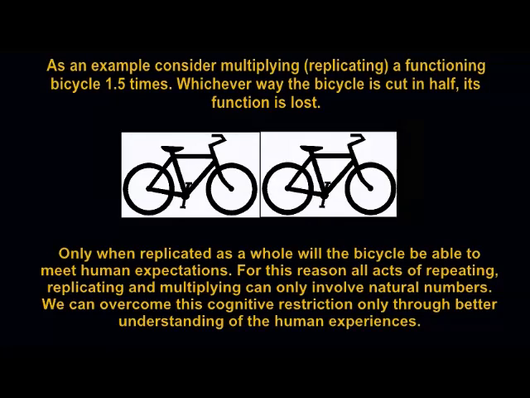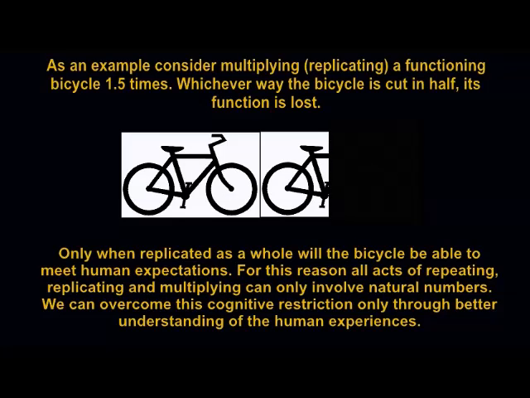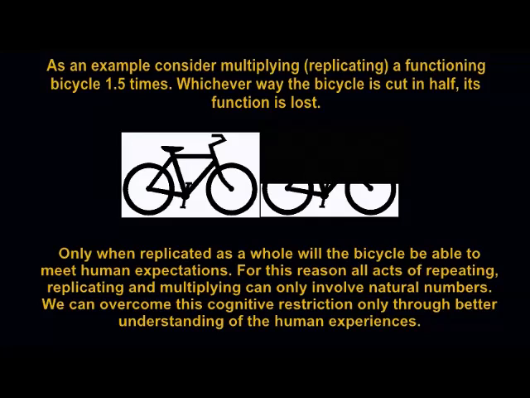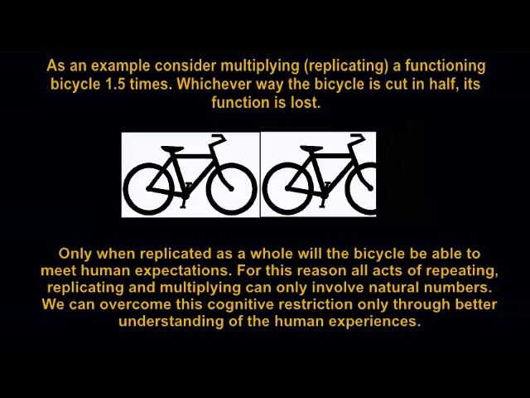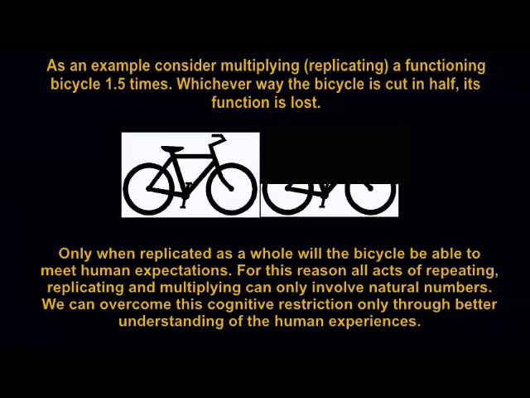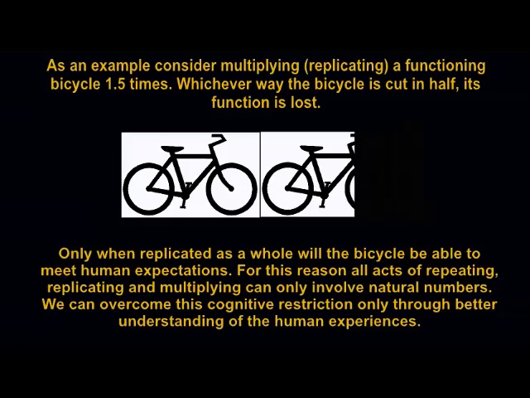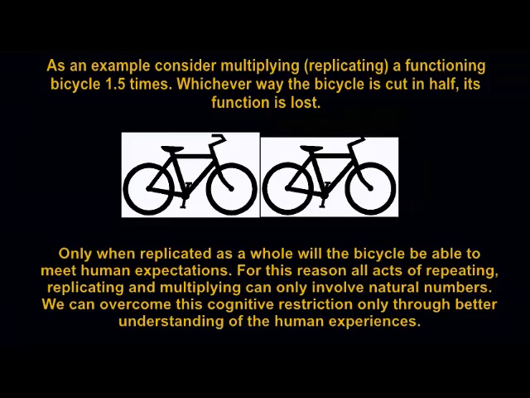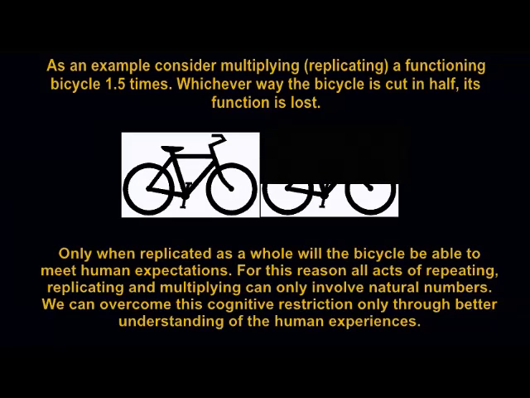Whichever way the bicycle is cut in half, its functioning is lost. Only when replicated as a whole will the bicycle be able to meet human expectations. For this reason, all acts of repeating, replicating and multiplying can only involve natural numbers. We can overcome this cognitive restriction only through better understanding of the human experiences.